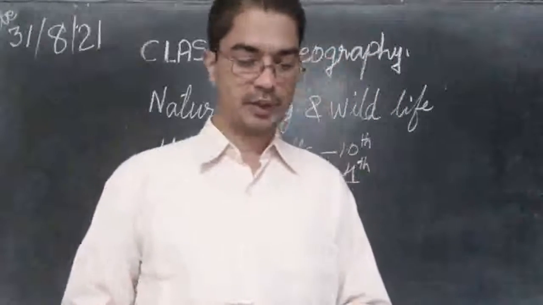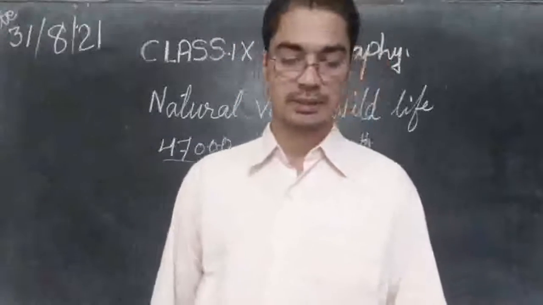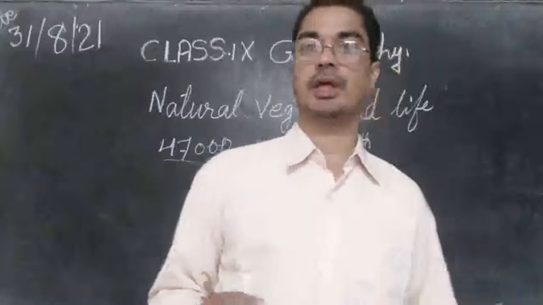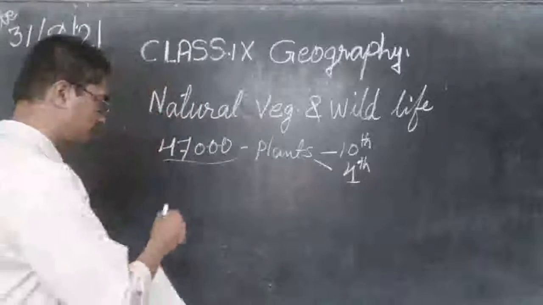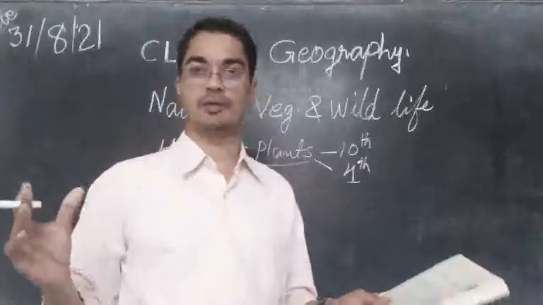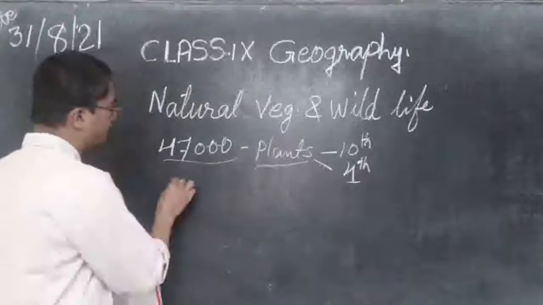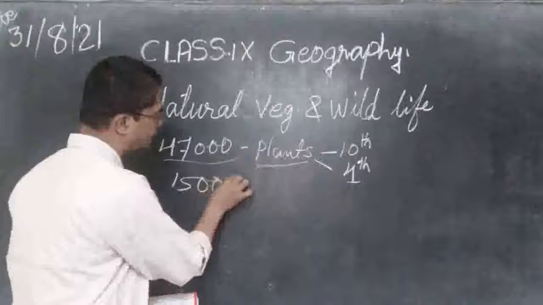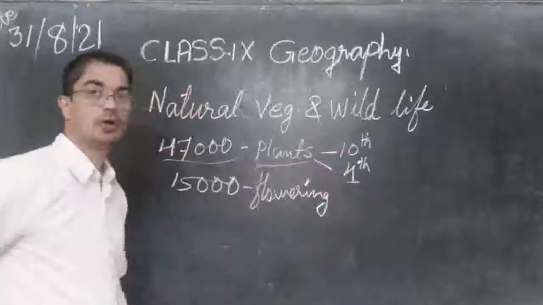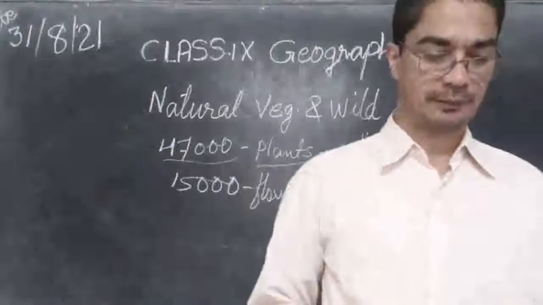Then there are about 15,000 flowering plants in India, which account for 6% of the world's total flowering plants. So if you take only the plants that give flowers, this is all types of plants together, and we know all the trees will not flower. So if you take the plants that give only flowers, how many are there? 15,000 flowering plants are there.